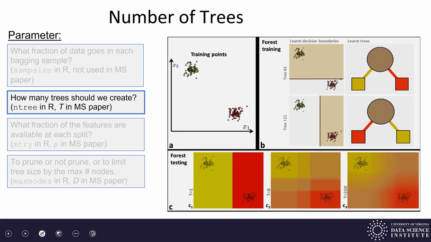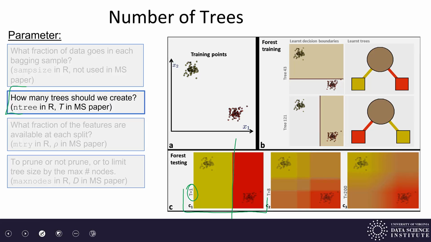Next feature we're going to look at is the number of trees that we create. So this is called ntree in R, or T in the Microsoft paper. And this is a figure from the Microsoft paper. At the bottom, what we have is decision regions for this two-class problem using red and yellow. In this random forest there's one tree, T equals 1. We're going to build a random forest with one tree, and with one tree we can make one split, right there. And that works perfectly, and we don't need any more splits.